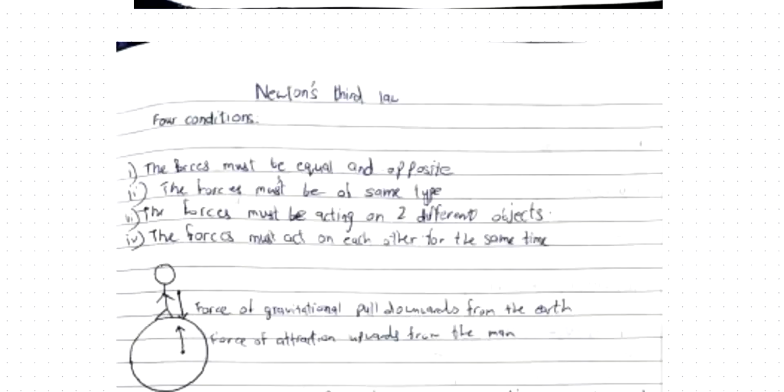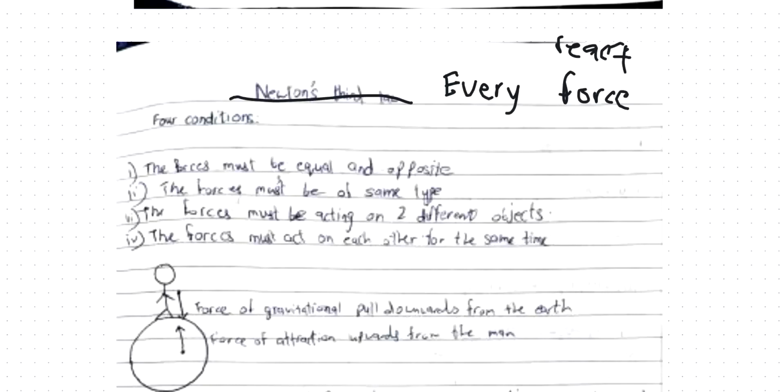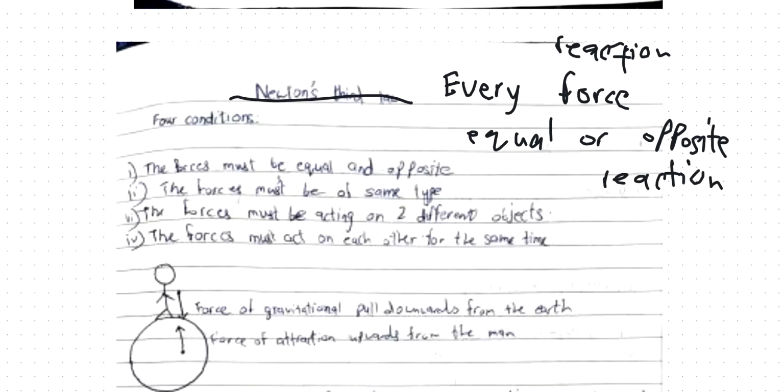So what's Newton's third law? Newton's third law states that every force or every reaction has an equal and opposite reaction. This is Newton's third law. There are 4 conditions for Newton's third law. The first one is that the force must be equal and opposite. The force that is the opposing force, this must be equal and opposite.